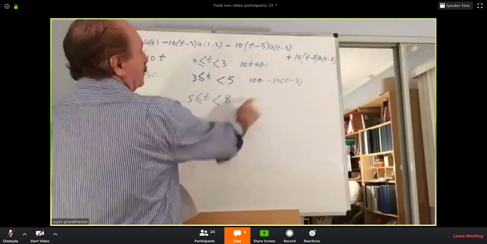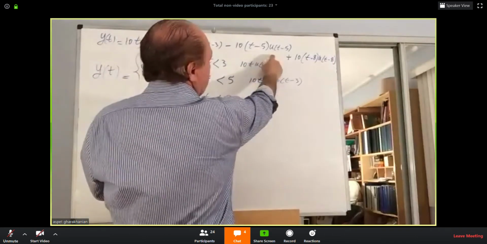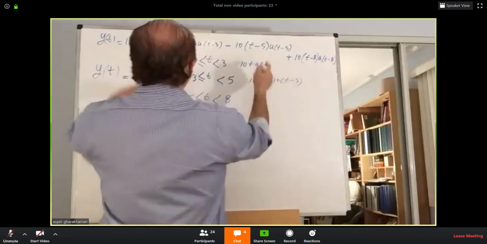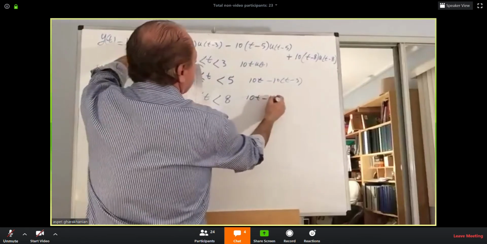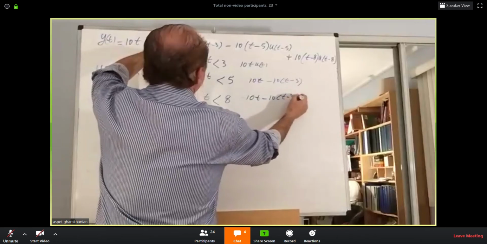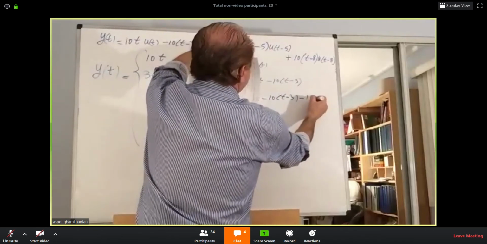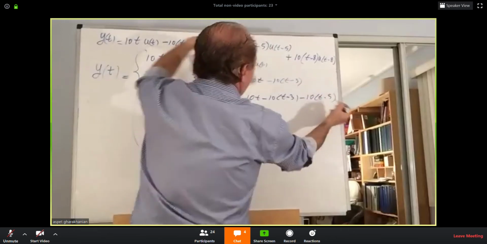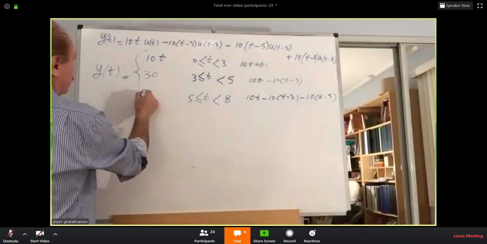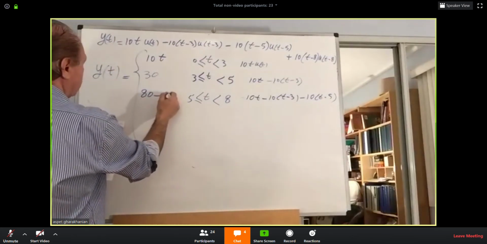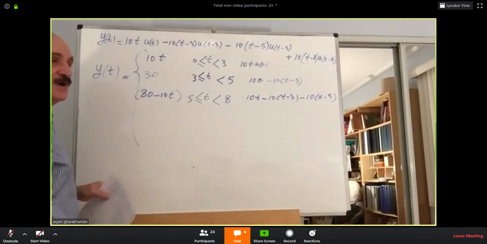So here, let's see what will stay, what will go. t greater than 5 means this term is in, that term is not. So how many terms do I have? I have a 10t from the first. I have minus 10(t minus 3) from the second. From that one, I have minus 10(t minus 5). So add them up, see what stays, what goes. So the outcome would be 80 minus 10t. This will be a portion of the convolution result.